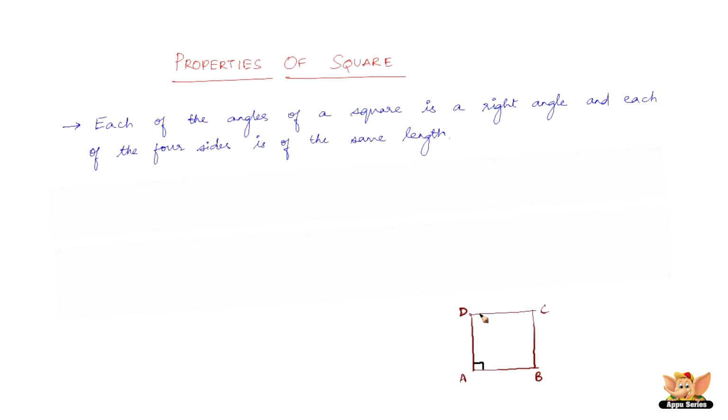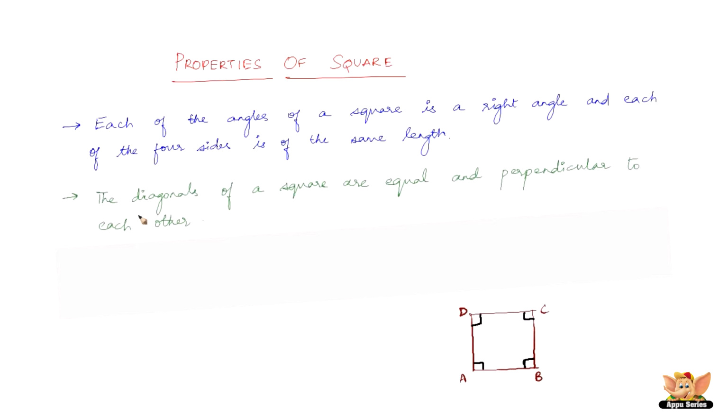We know that angle A, angle D, angle C and angle B, they're all 90 degrees or right angles. And also, it's got four sides and each of the four sides is of the same length. This is one of the most important and most basic properties of a square.